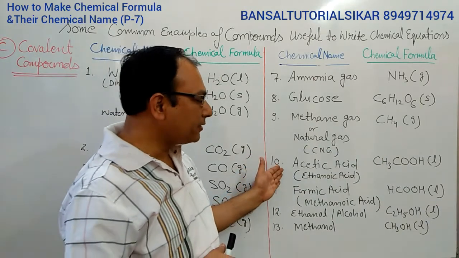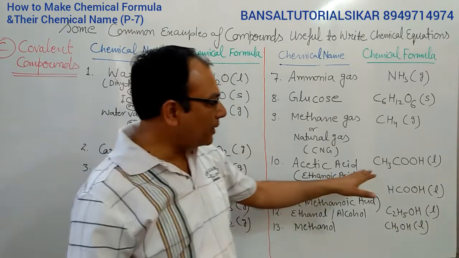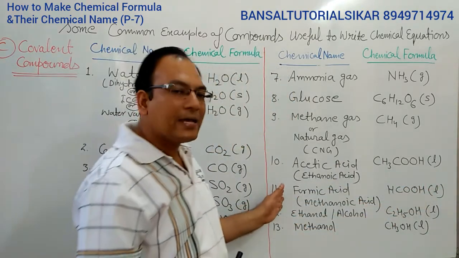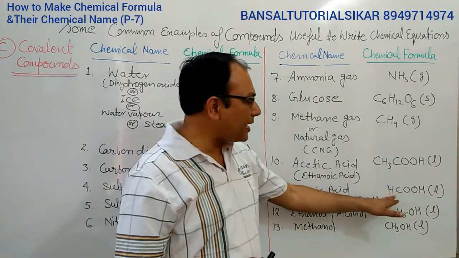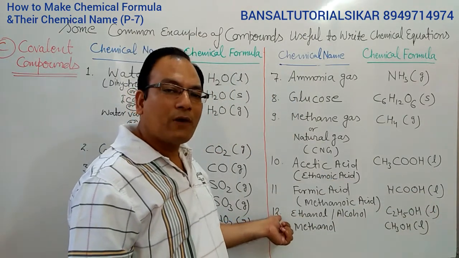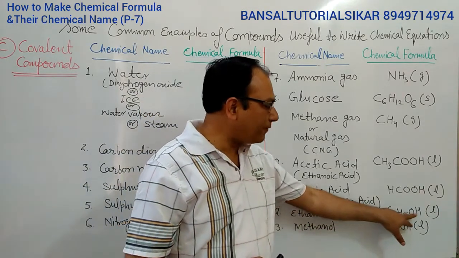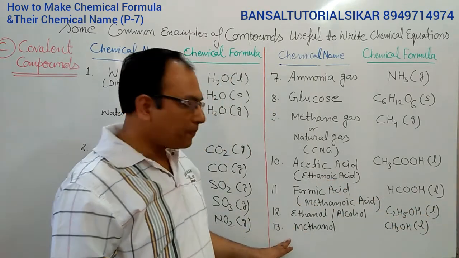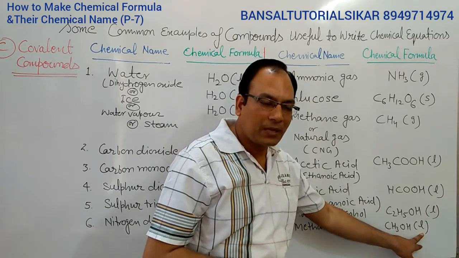Next is acetic acid. It is commonly known as vinegar, and in IUPAC it is called ethanoic acid. The formula is CH3COOH. It is liquid at room temperature. Next is formic acid. In IUPAC it is called methanoic acid, and the formula is HCOOH. It is liquid at room temperature. Next is ethanol. It is the main constituent of wine. Commonly it is known as alcohol. The formula is C2H5OH. It is liquid at room temperature. Next is methanol. It is poisonous in nature, and the formula is CH3OH. It is liquid at room temperature.